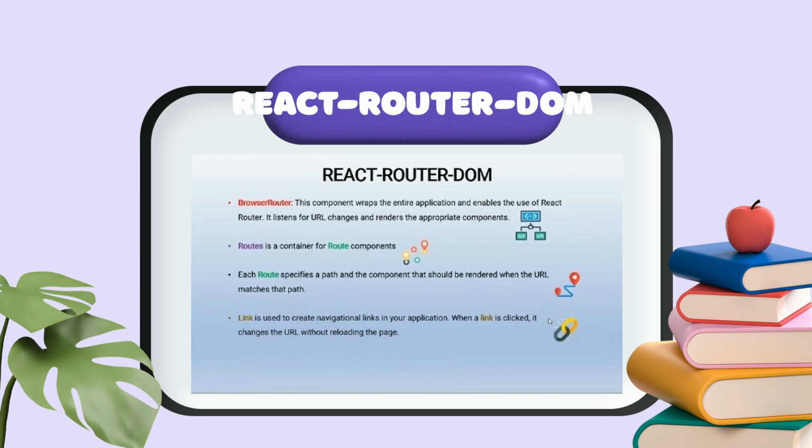Routes is a container for route components. Each route specifies a path and the component that should be rendered when the URL matches the path. Link is used to create navigational links in your application. When a link is clicked, it changes the URL without reloading the page.